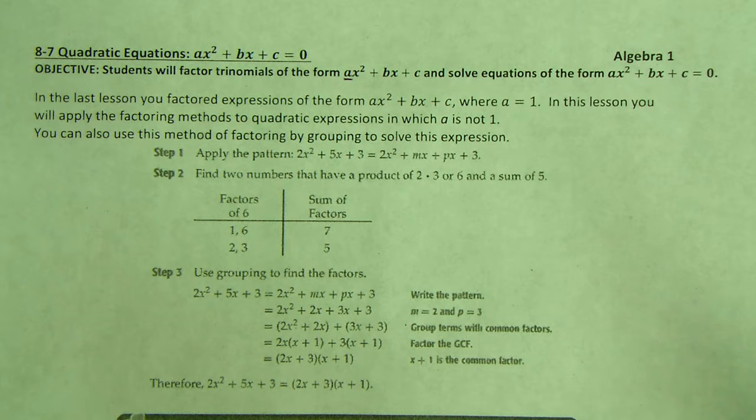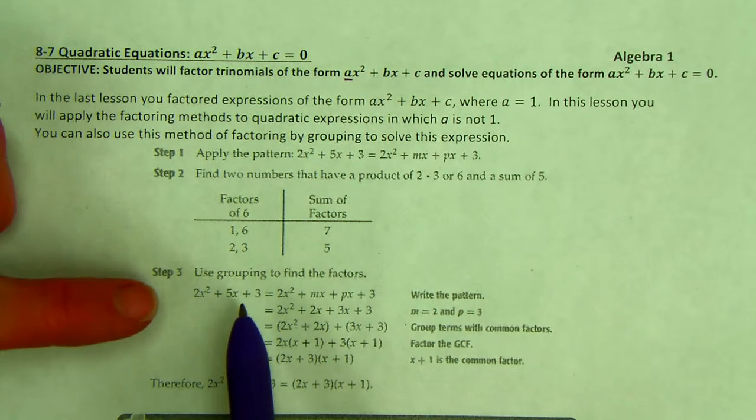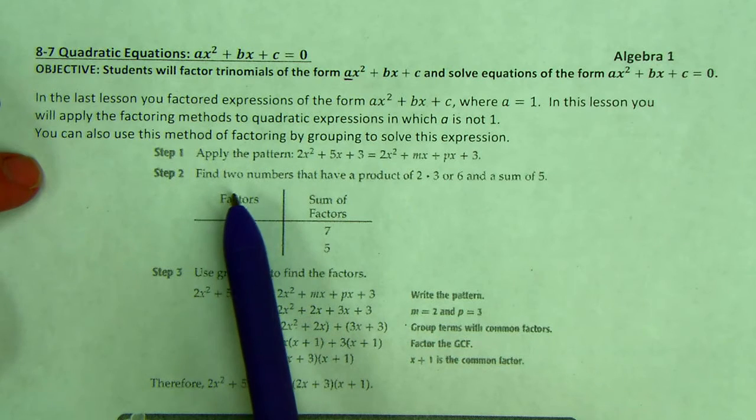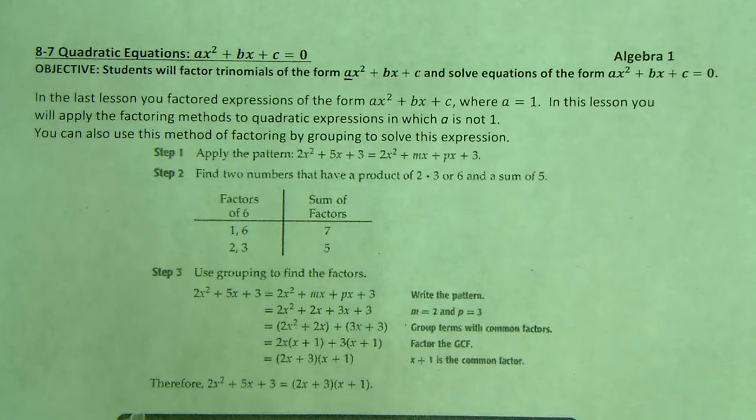So take a look. Here's what we're going to do. Find two numbers that have a product of 2 times 3. So they actually show you this. I'm going to be honest with you, I did not learn this when I was taught how to factor. I just guessed and checked. But this is cool, so I'm going to show you both ways.